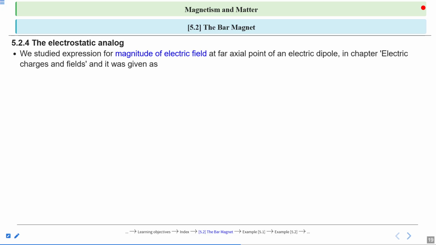So next part, which is 5.2.4, the electrostatic analog. Now we will draw some analogies. We studied the expression for the magnitude of electric field at a far axial point of an electric dipole, which we discussed in yesterday's lecture in the chapter Electric Charges and Fields. The electric field due to a short dipole at a far axial point is E axial equal to 2p upon 4 pi epsilon naught r cube.